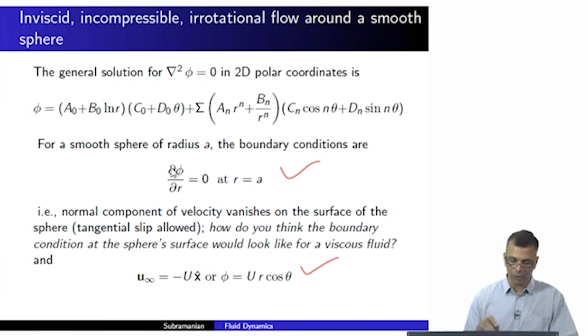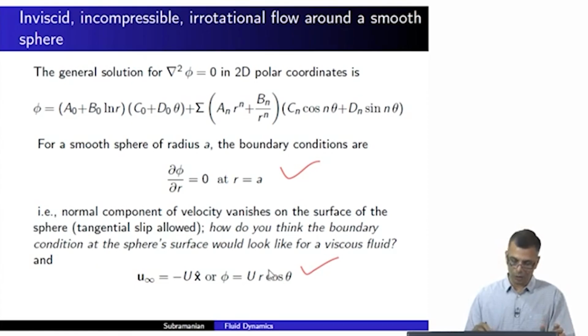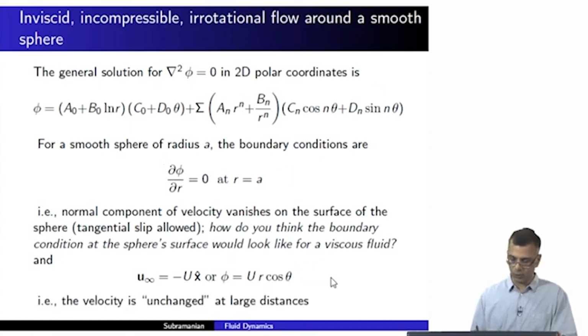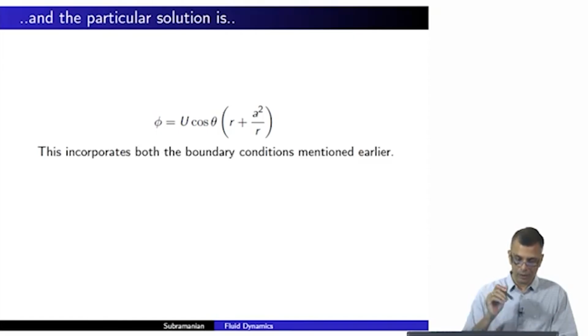I think that's called the Neumann boundary condition. This is called a Dirichlet boundary condition, unless I've got them mixed up. At any rate, this is a mixed condition. You either have two Dirichlet, two Neumann, or a mixed. Here is a boundary condition on the variable itself, and here is a boundary condition on the derivative of the variable, normal derivative to be specific. You apply both of these to this particular solution, like I explained a moment ago, and the particular solution is this. This incorporates both the boundary conditions mentioned earlier.